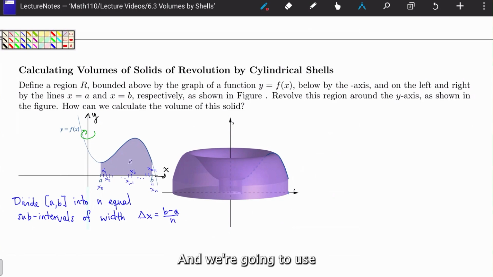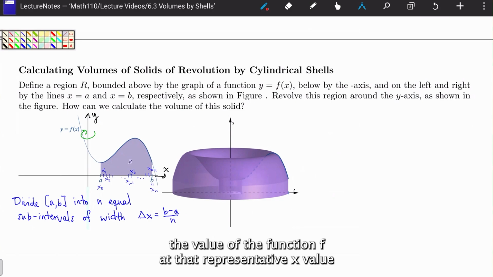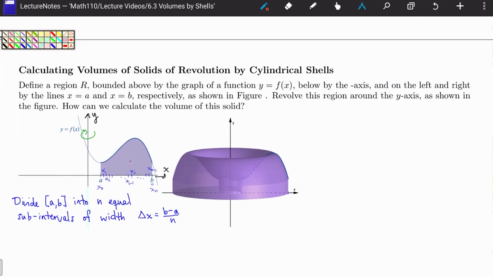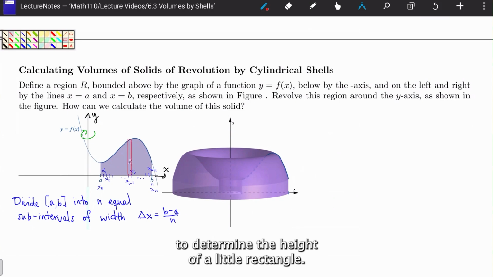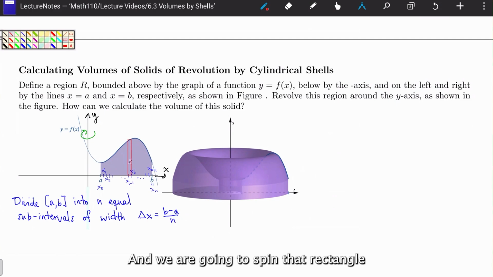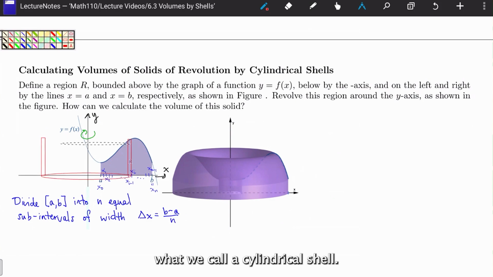We use the value of the function f at that representative x value to determine the height of a little rectangle. We take that little rectangle and spin it around the y-axis and see what sort of solid we get. The solid we get is what we call a cylindrical shell. Let me see if I can draw that.